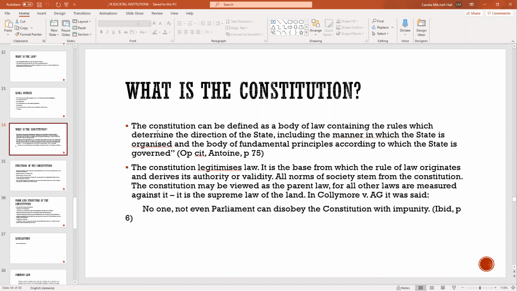And so what this is saying, for those of you who are planning to study law at the university level, this is your first introduction to law. Because once you start, your first class is going to be what is the law, the different sources of law, what is the Constitution, the functions of the Constitution, legislation.